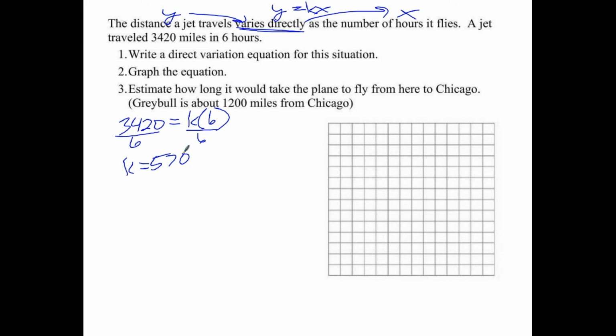Okay, so the equation, it wants the equation. Write a direct variation equation. So what is the equation? Okay. Now that's an answer. We're going to put a box around it because it was specifically asked for. Now number 2, graph the equation. Okay, so we can do that.